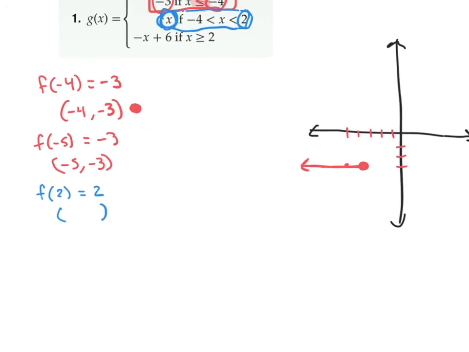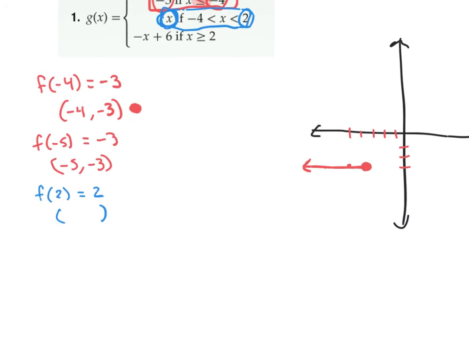2, 2. Are we going to put an open circle or closed circle? An open circle. So we go to the right 2 and up 2. Put an open circle.